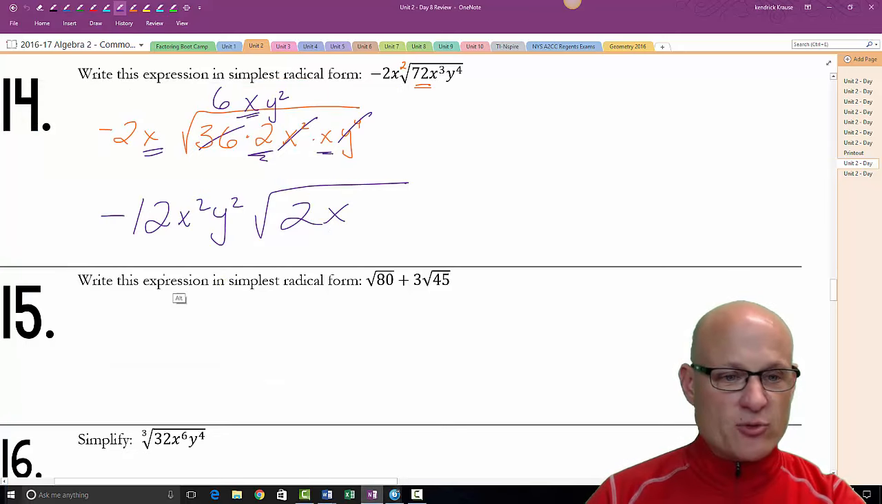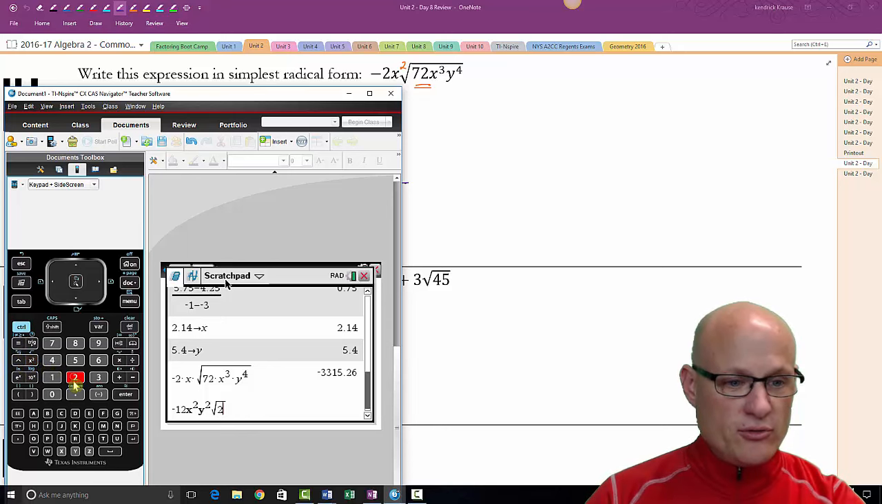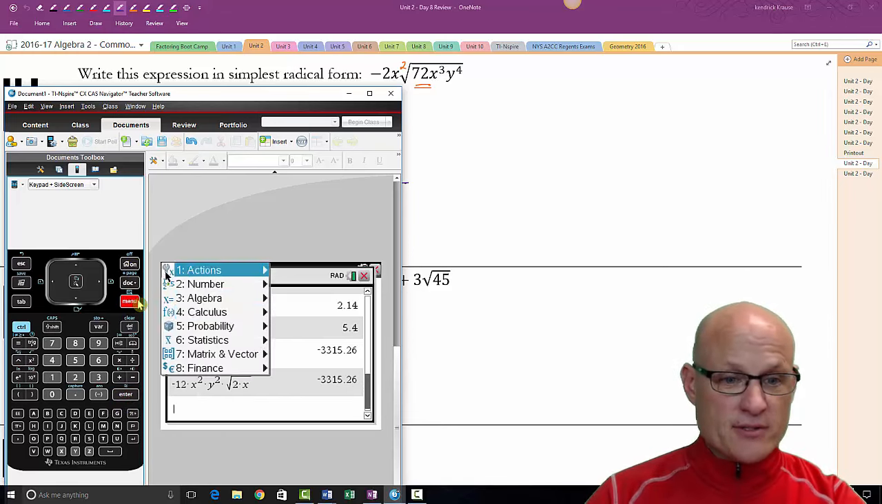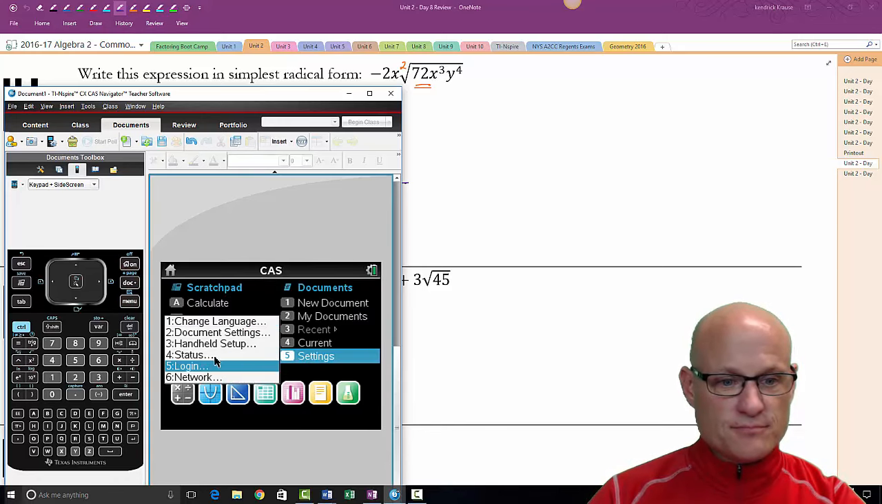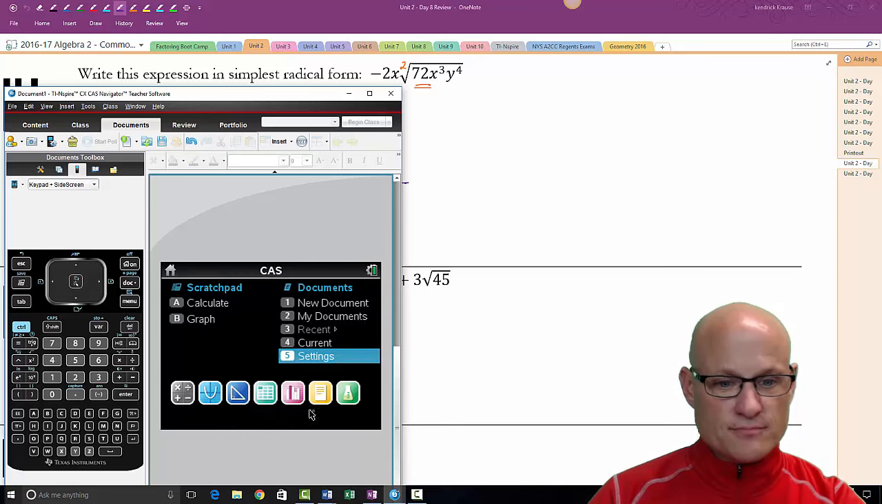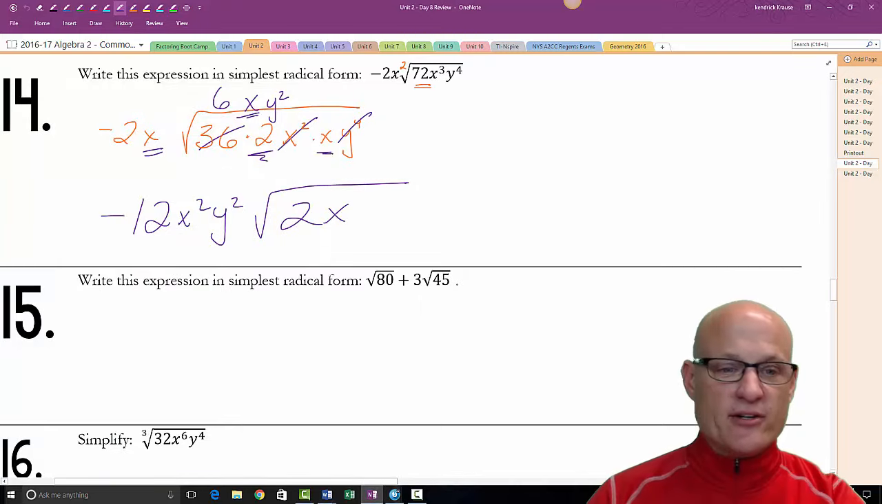Now I'm going to check my answer. Negative 12x squared, y squared, square roots of 2x, I believe, right? Enter. Same dumb decimal, same answer. The settings are all messed up. Shoot. Make default. Yes, do default. Okay, there it is. There she goes.